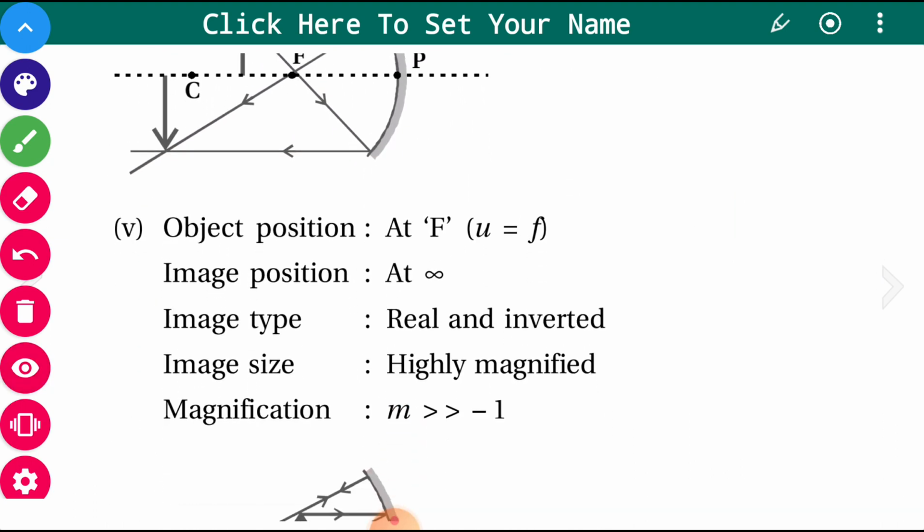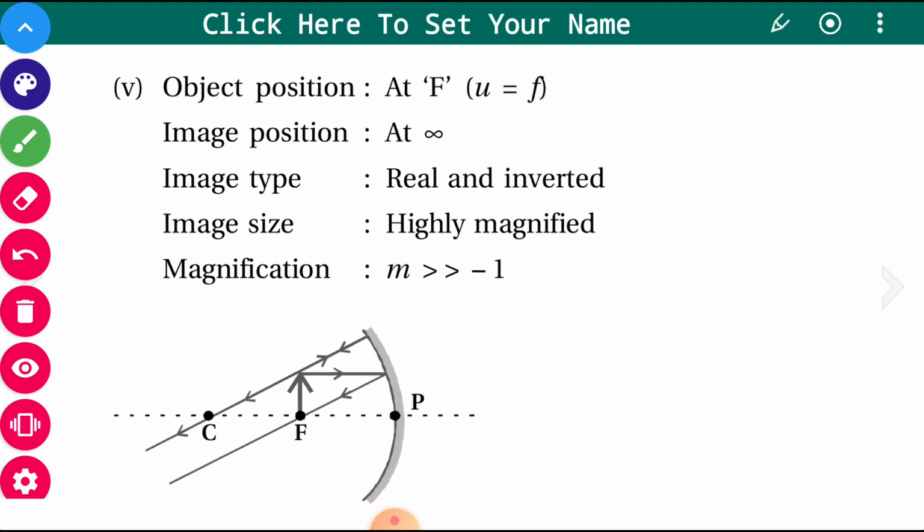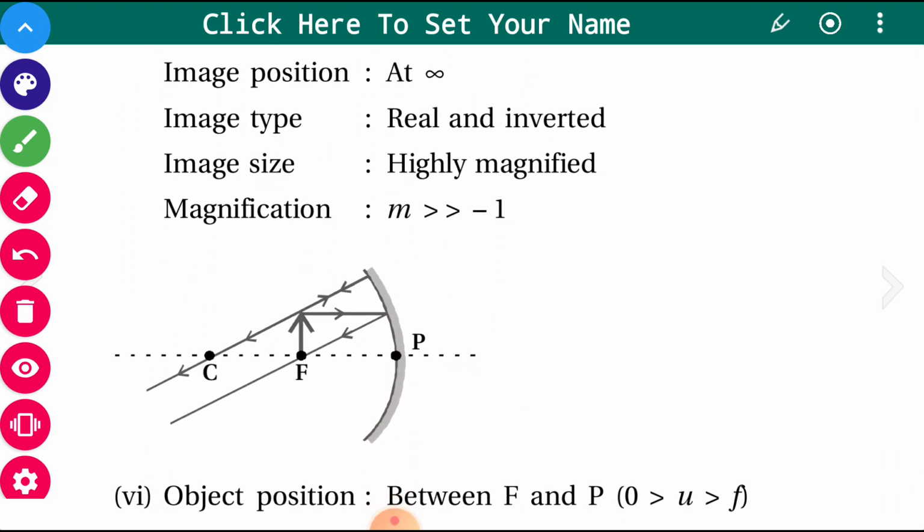When the object is at focus, its image will be at infinity. It will be a real and inverted image, highly magnified. Magnification is very much greater than 1 in magnitude. It's an inverted image, therefore it is very much less than minus 1.